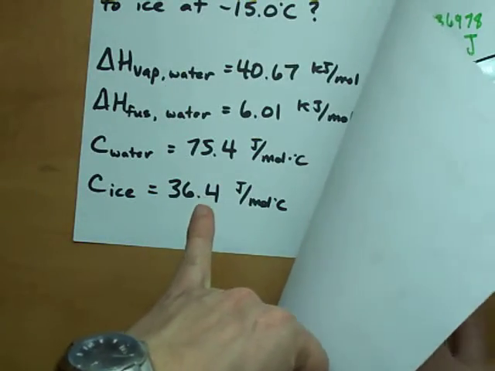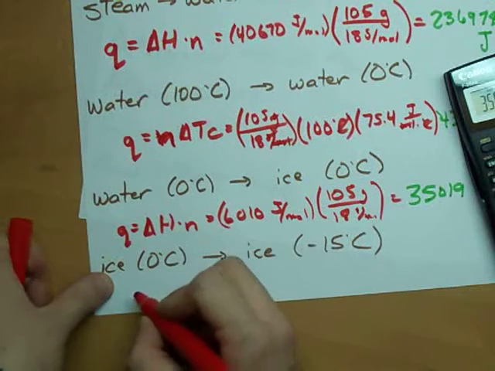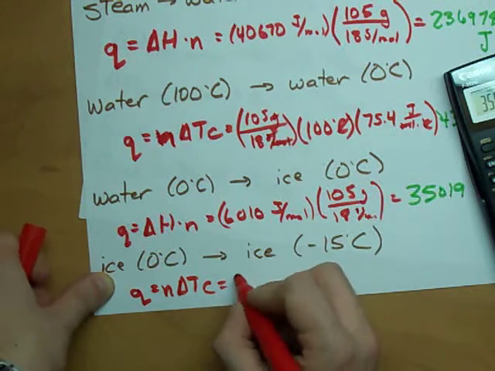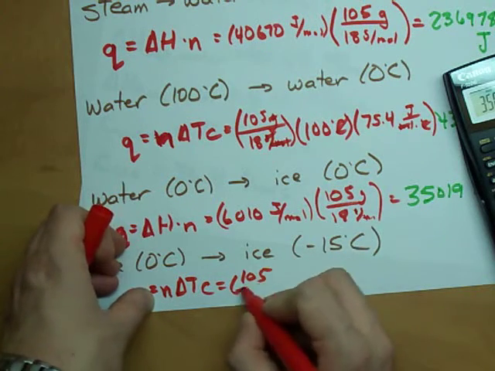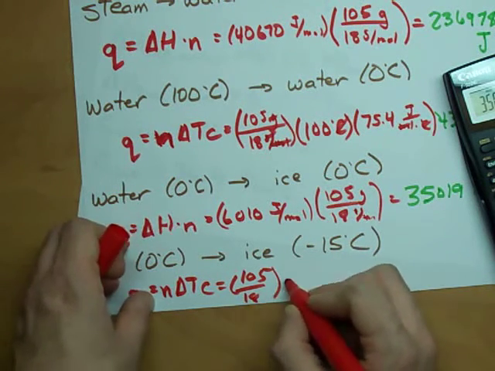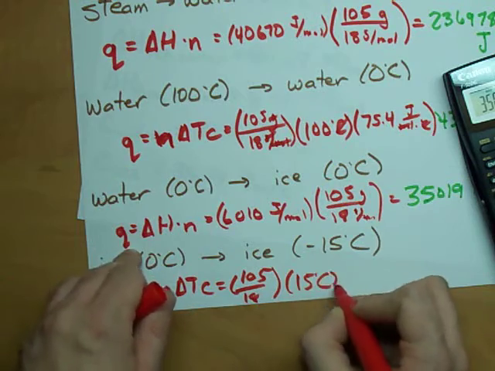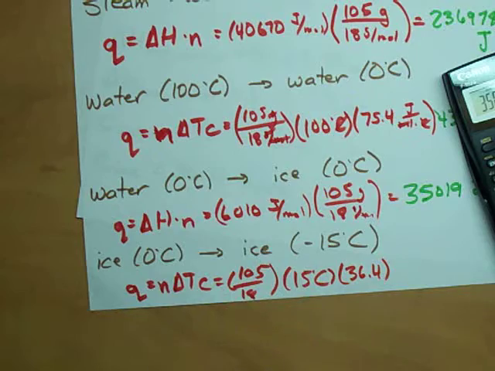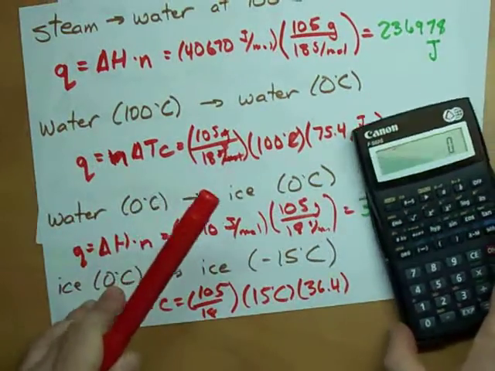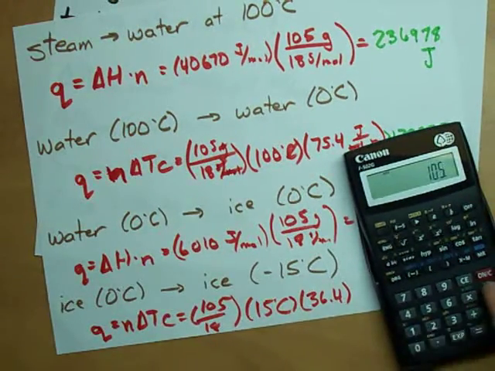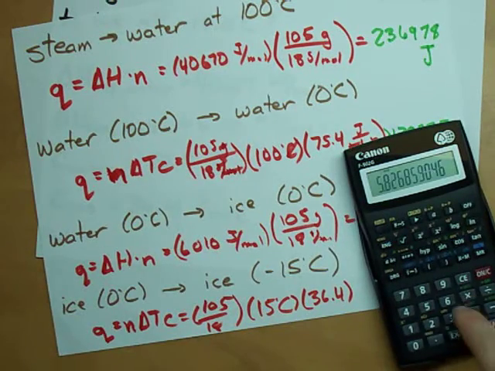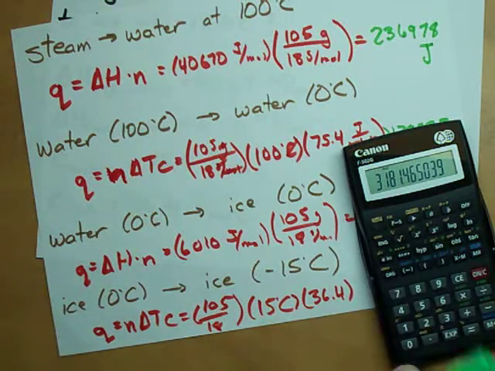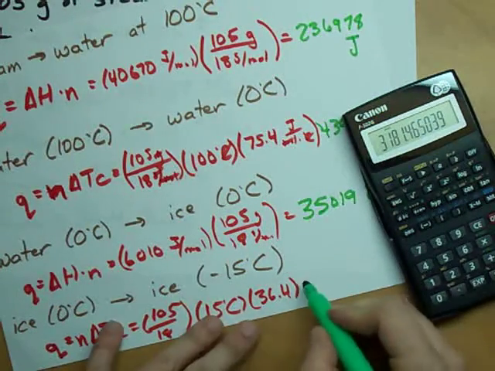And my final temperature change, ice from 0 down to negative 15 degrees Celsius. The molar heat capacity of ice is 36.4. So Q equals n delta T c. That's 105 over 18 times the temperature change of 15 degrees Celsius times the molar heat capacity, 36.4 joules per mole degree Celsius. And on the calculator, 105 over 18 times 15 times 36.4, I get 3181.